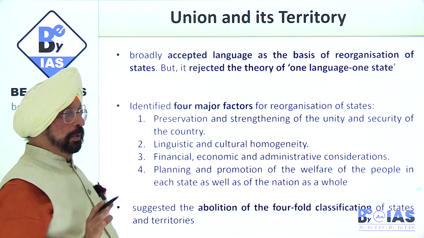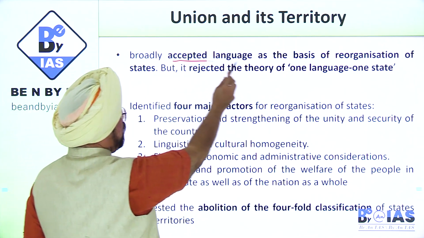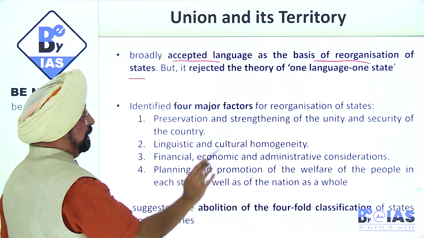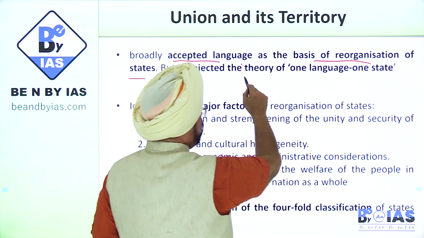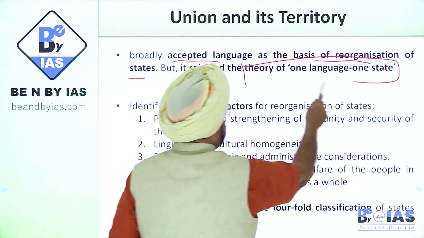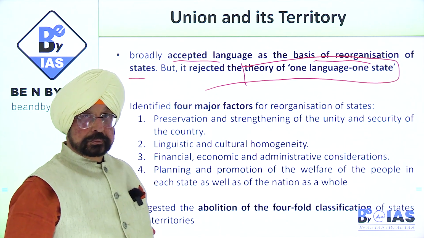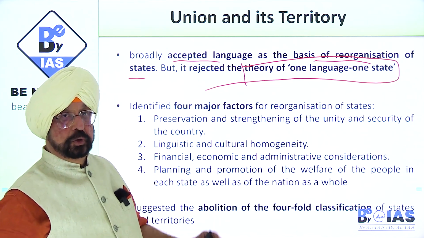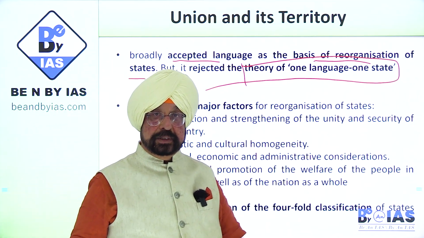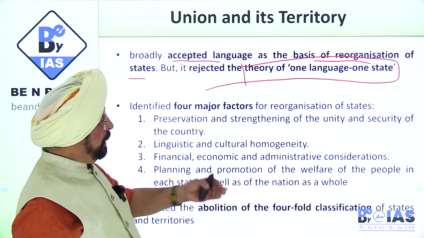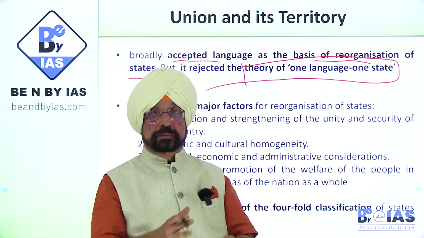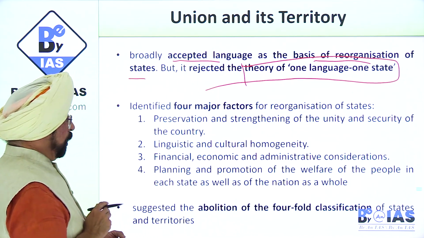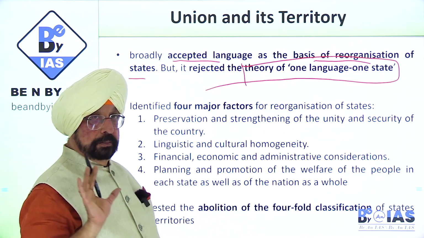This commission broadly accepted the language as the basis of reorganization of states, but it rejected the theory of one language, one state. So for each language, each state to be reorganized, this theory was rejected by the Fazal Ali Commission, but they said reorganization of the states could be done on linguistic basis. So they organized four major factors.